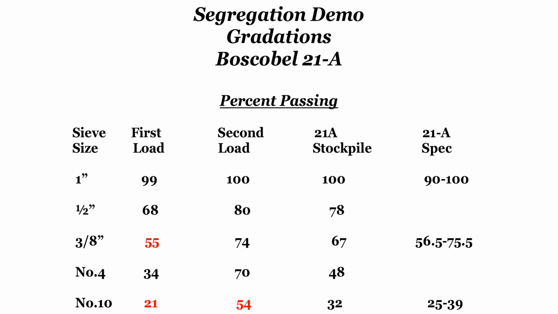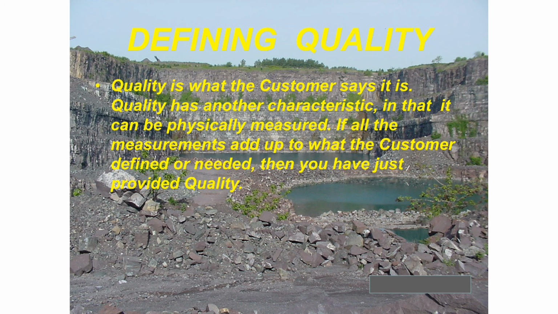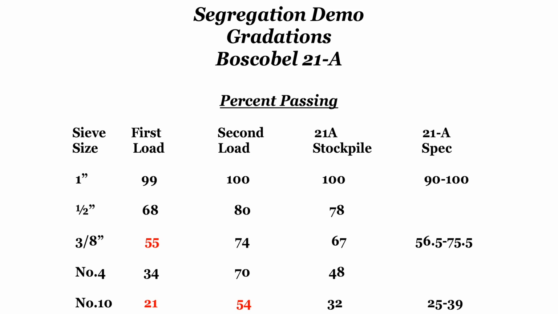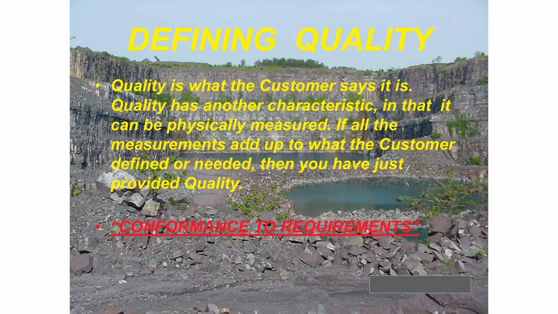Defining quality. Quality is what the customer says it is. Quality has another characteristic in that it can be physically measured. If all the measurements add up to what the customer wanted, then we've defined quality. Conformance to requirements.